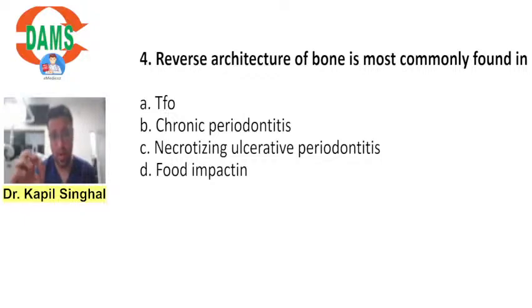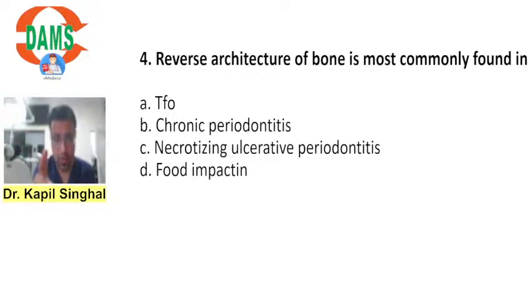Now the first important thing you should understand is in which conditions reverse architecture is found. Reverse architecture is found in trauma from occlusion. It is seen in chronic periodontitis. It is also seen in aggressive periodontitis, and also in necrotizing ulcerative gingivitis. Was the question, reverse architecture of bone is most commonly found in, or was it, reverse architecture of bone is not seen in? Because out of these four options, TFO, chronic periodontitis, even necrotizing ulcerative periodontitis may have reverse architecture. If I have to choose a single best answer out of these, the answer would be chronic periodontitis. Chronic periodontitis has maximum chances of having a reverse architecture.